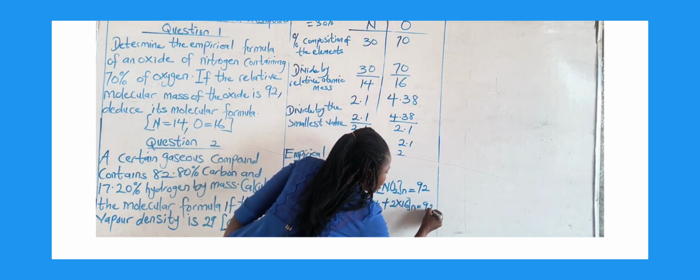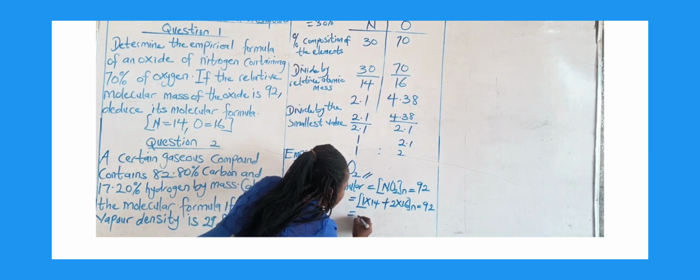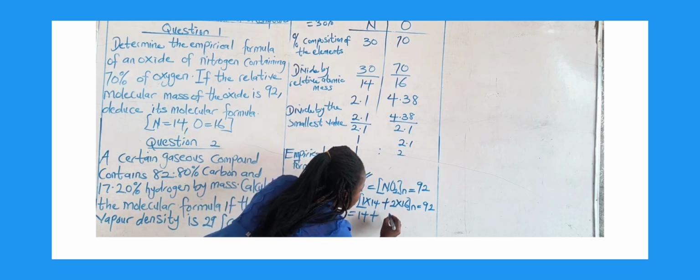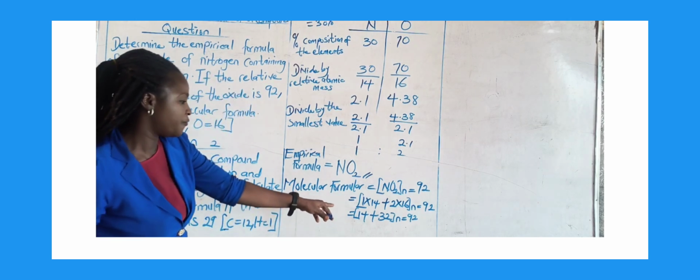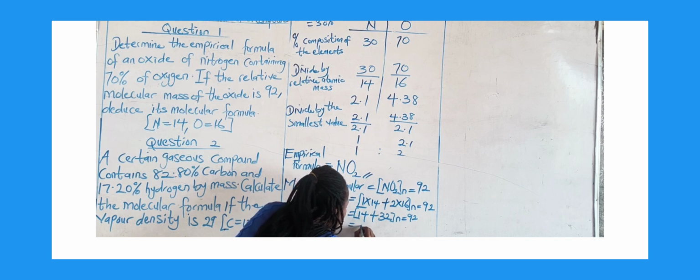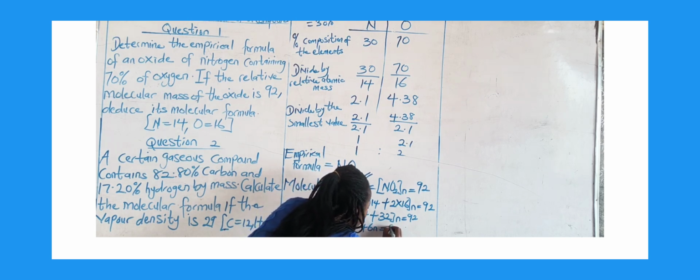n equals what? 92. So what do we have? That is 14 plus 2 times 16 equals what? 2 multiplied by 16 is 32. n equals 92. So let's add it together. What do we have? That is 46. Good.